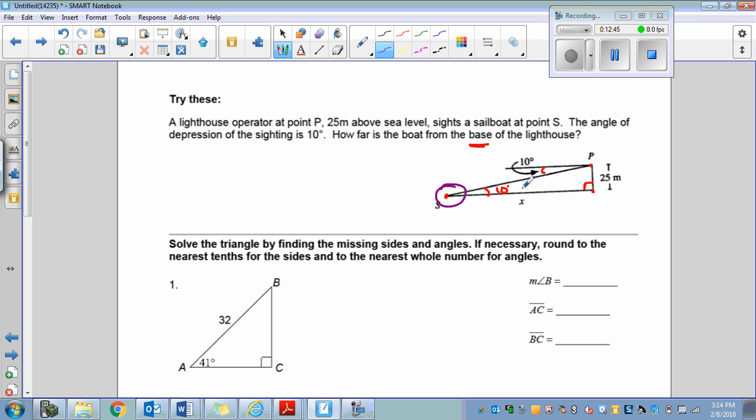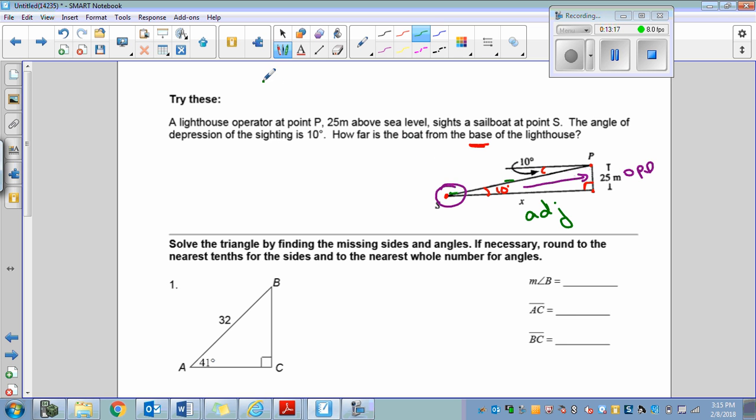My second step is to label my sides. My opposite side, the side that doesn't touch S, is going to be the 25 side. So I'm going to write opposite next to it. And my adjacent side is going to be the side that is X in this case. It's touching S, but it's not my hypotenuse. So adjacent. And I'm not labeling my hypotenuse because there's no variable on that hypotenuse, and there's no numbers to help me. So I don't need it.